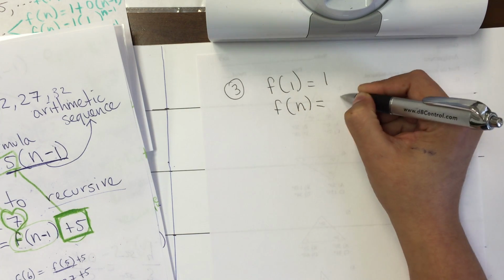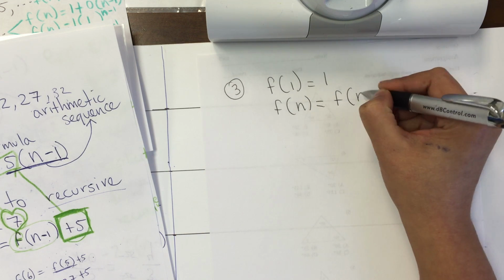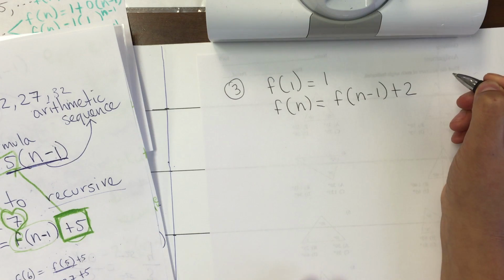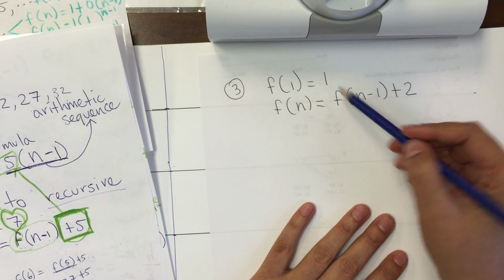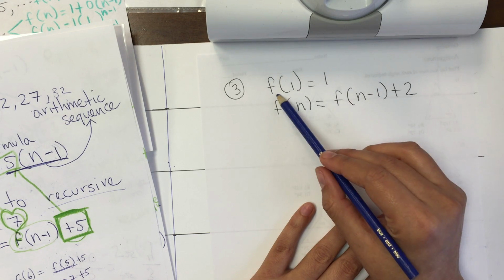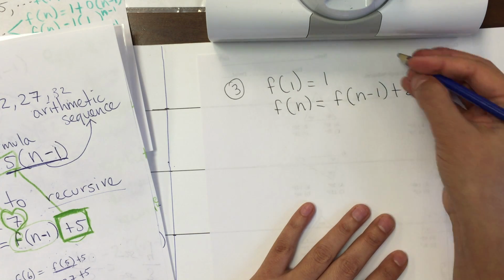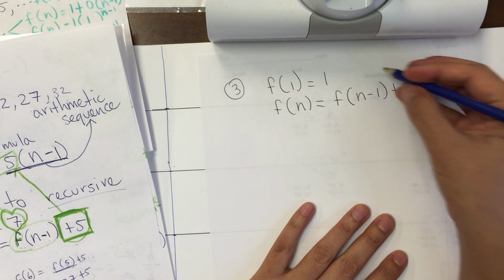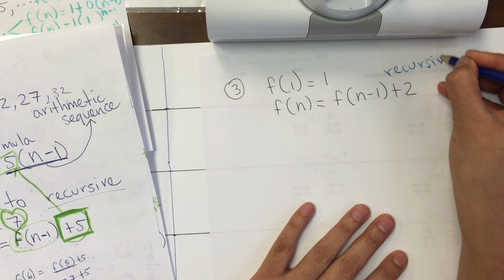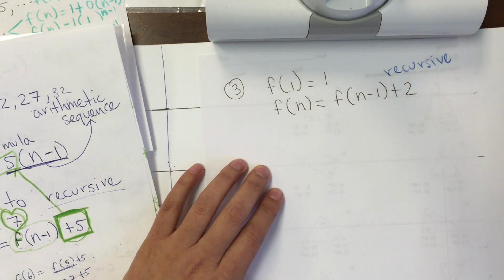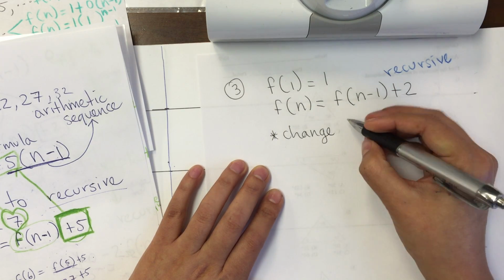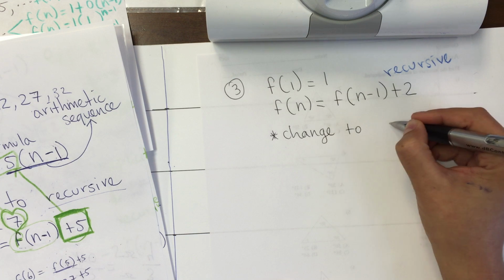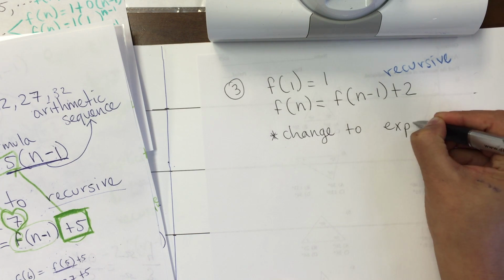Okay, I want you to tell me what kind of formula this is. If it has 2 pieces to it, is it recursive or is it explicit? We know that if it has 2 pieces, if it gives me one piece as f of 1, which is the initial point, and then the function, then that's the recursive formula. Now I want you to change this recursive formula to explicit. How do we do that?